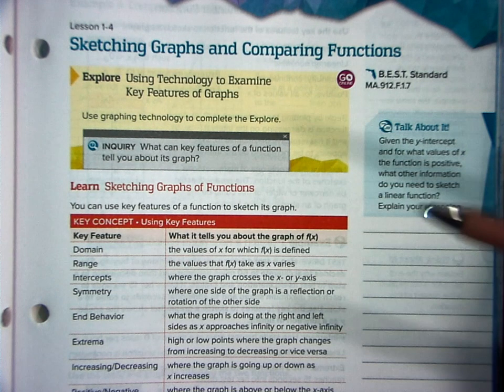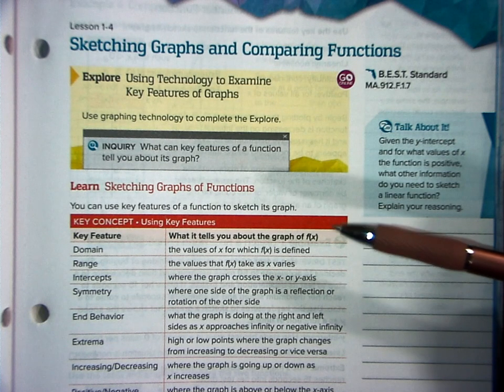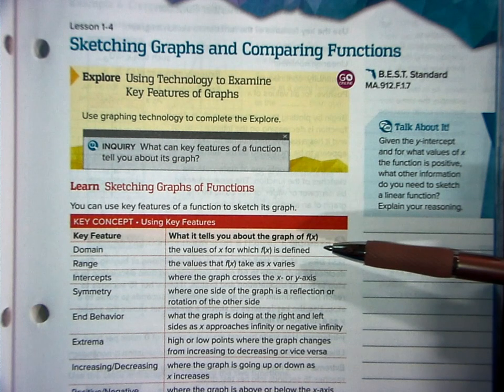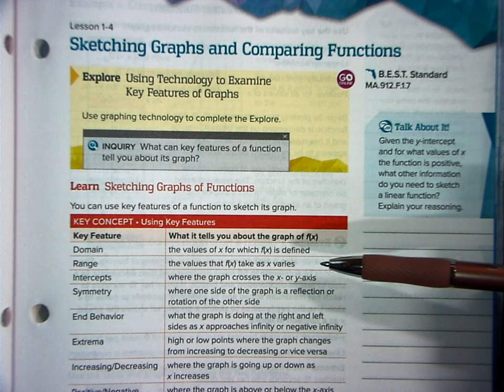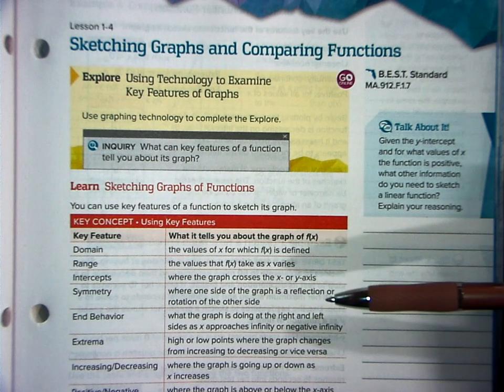All right, learn to sketch the graphs of functions. You can use key features of a function to sketch its graph. The domain is just our x values, correct? Goes left and right. Range is our y values. Intercepts are where it crosses the x or y axis. Symmetry is a reflection or rotation of the other side.